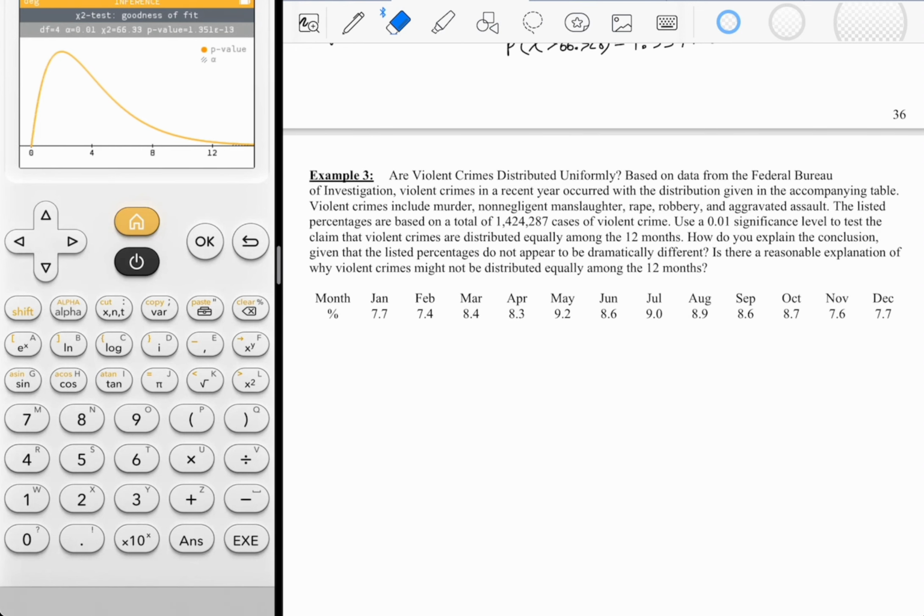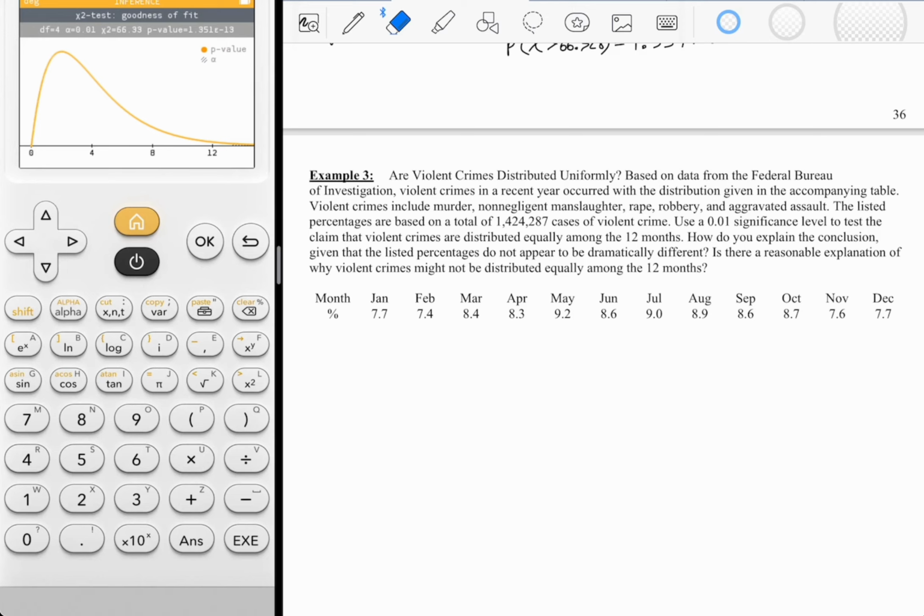This I got from a textbook a while back. I don't know if it was properly vetted information. Right? It could be legit. I'm not sure. Are violent crimes distributed uniformly?